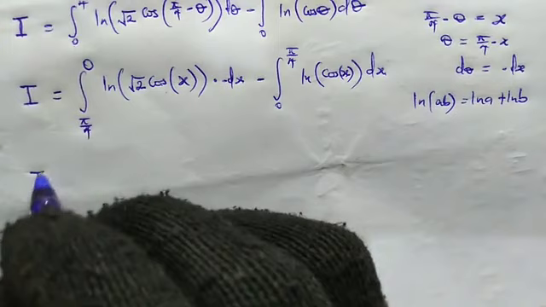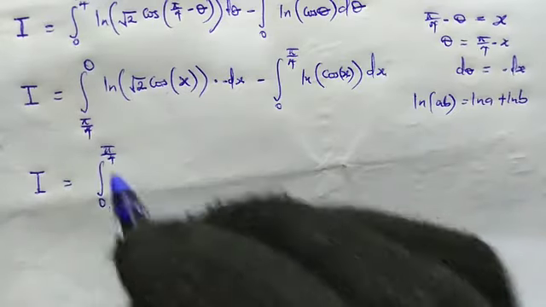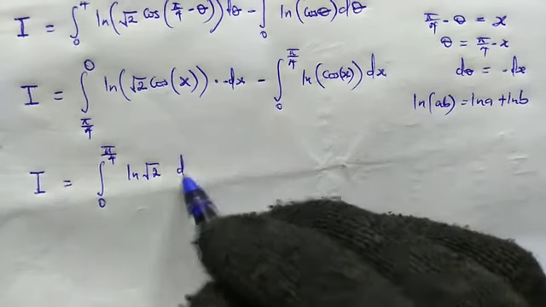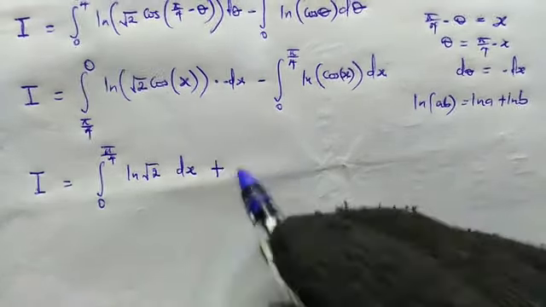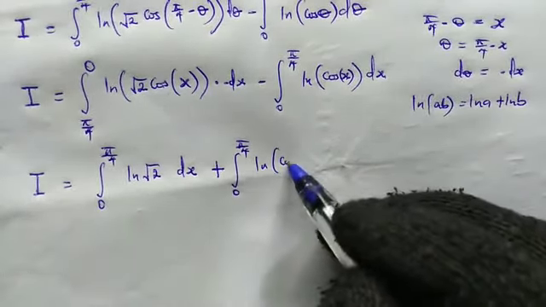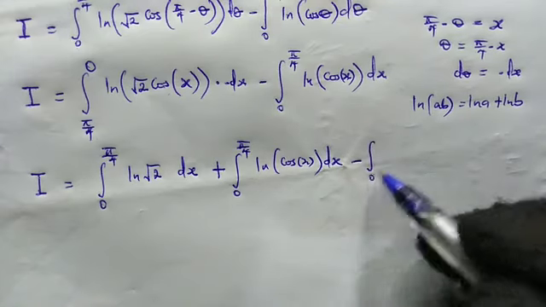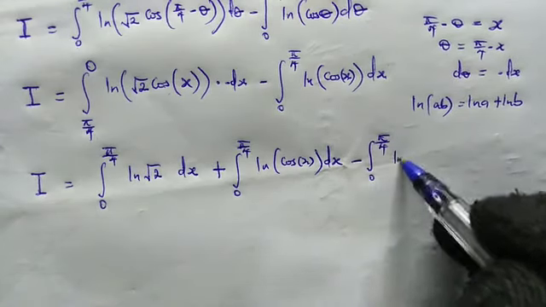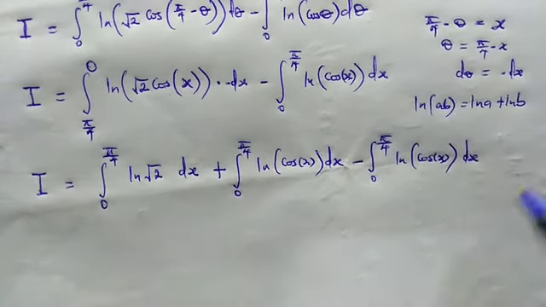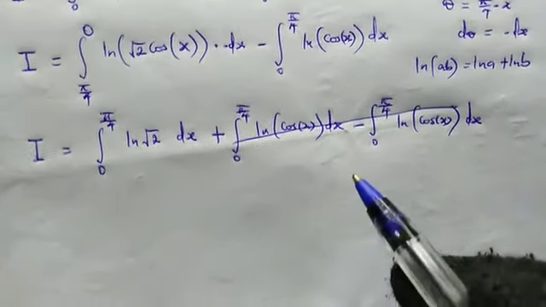So here we have I is equal to, with the limit switching from 0 to pi all over 4, the natural log of the square root of 2, right? Then we can put the dx, then plus the integral from 0 to pi all over 4, the natural log of the cosine of x dx, and here minus the integral from 0 to pi over 4, the natural log of the cosine of x dx. So we can see that from here, the whole of this equals 0, right?